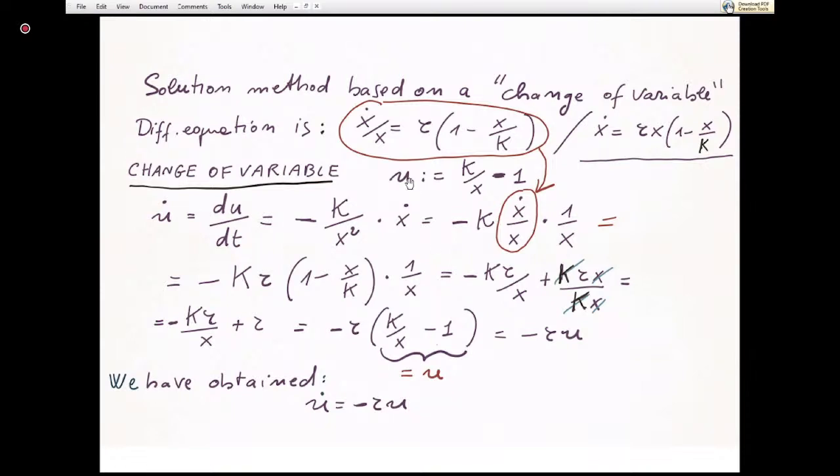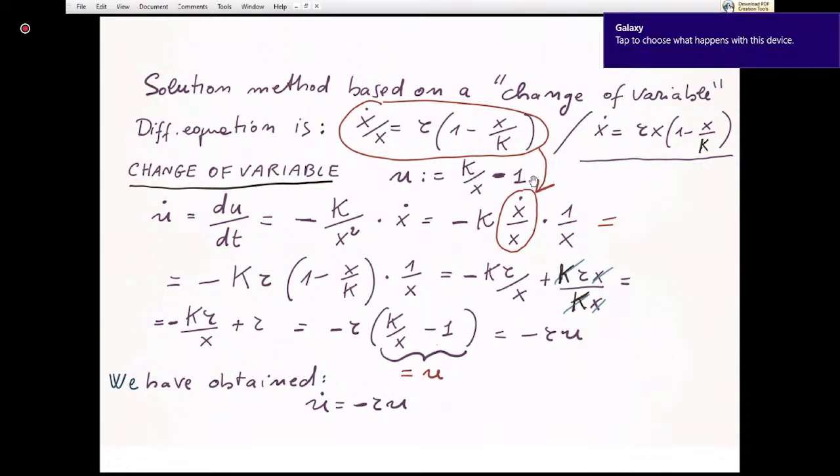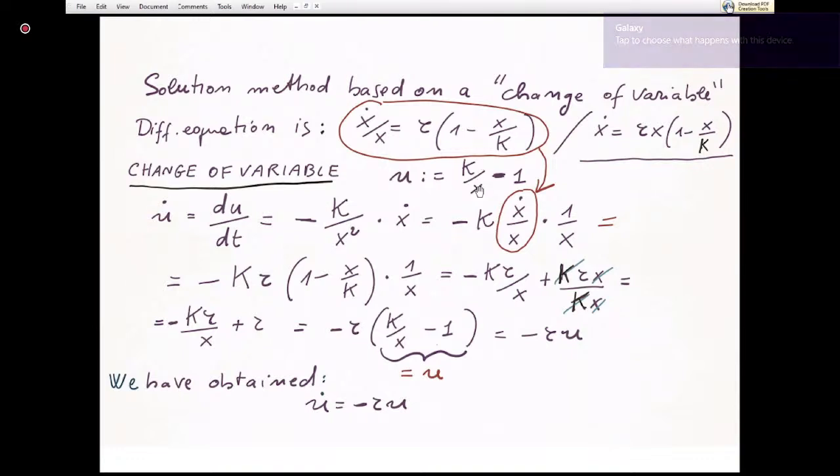Change of variable. U is equal to k over x minus 1. It's the carrying capacity divided by the level of the population minus 1. So, for instance, if the carrying capacity is 100 and the level of the population is 50, this is 2 minus 1. So you have something that depends on the gap in percentage terms between the level of the population and the carrying capacity. With this change of variable, it is transformed into a constant growth model.